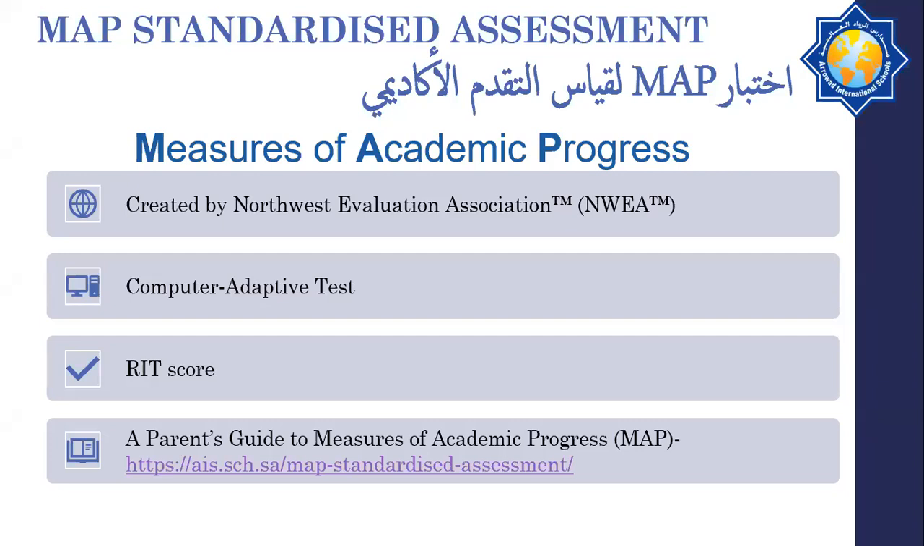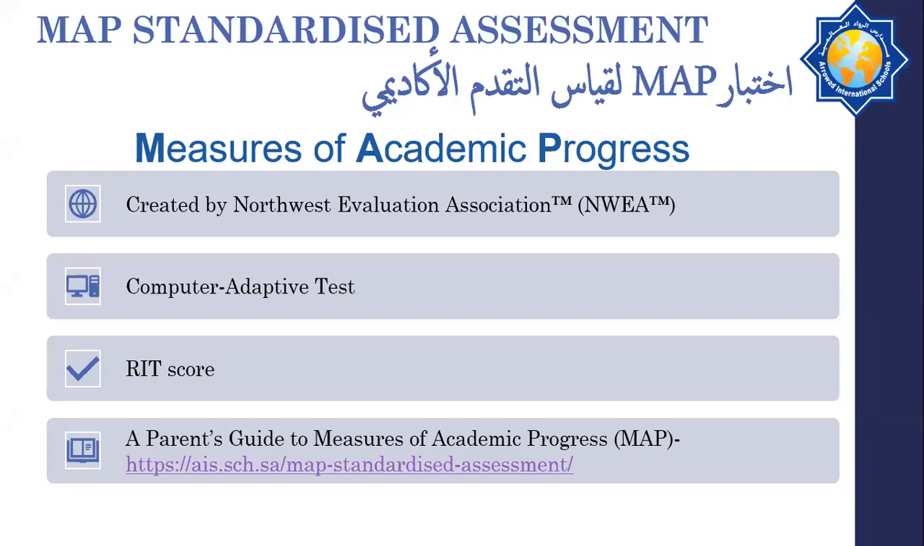So MAP is a non-timed computer adaptive test that the students sit online. Every student gets a unique set of test questions based on responses to previous questions. So if they start to answer questions incorrectly, then they will get slightly easier questions. If they continue to answer the questions correctly, the questions will become slightly harder again. And the students will answer about 50% of the questions correctly.